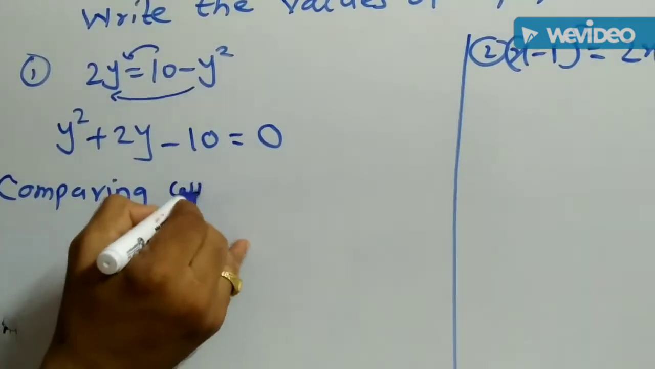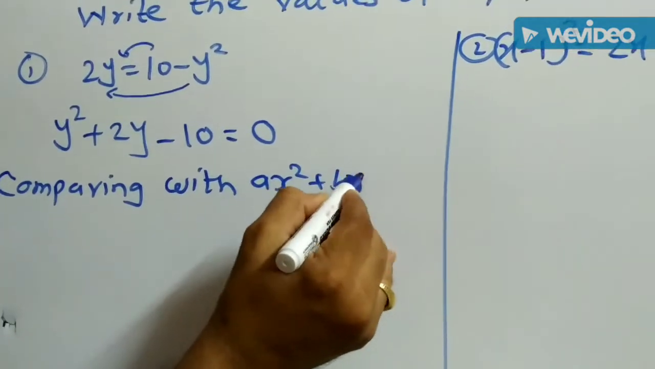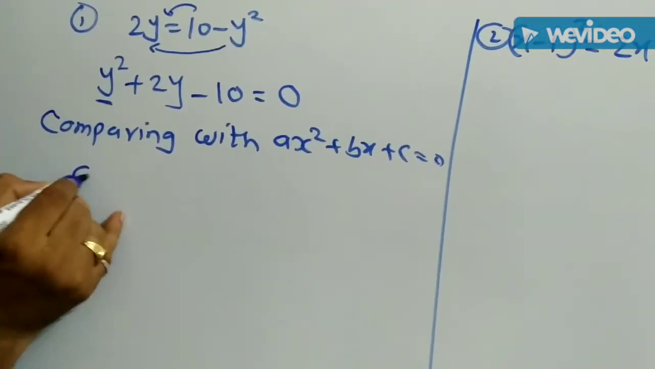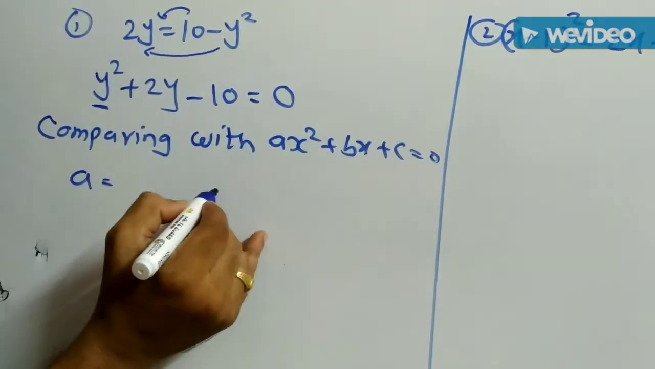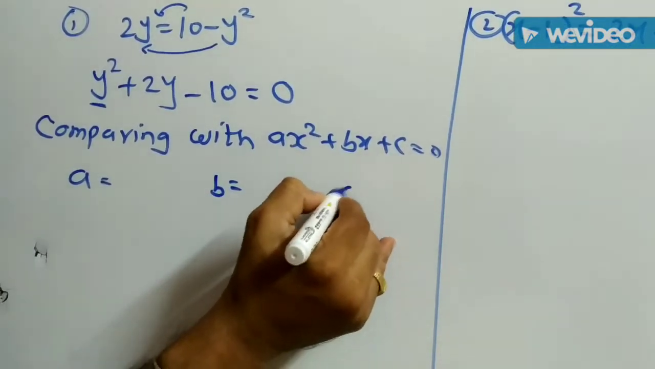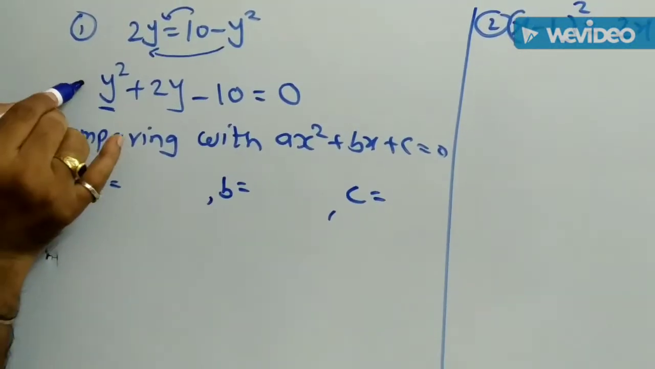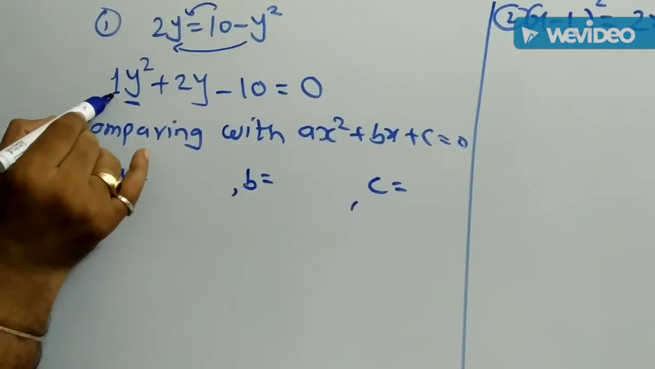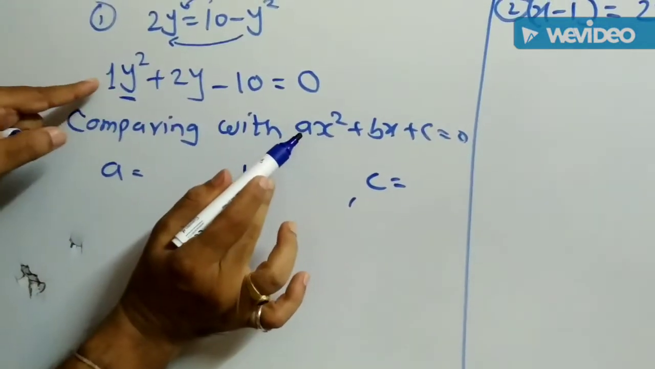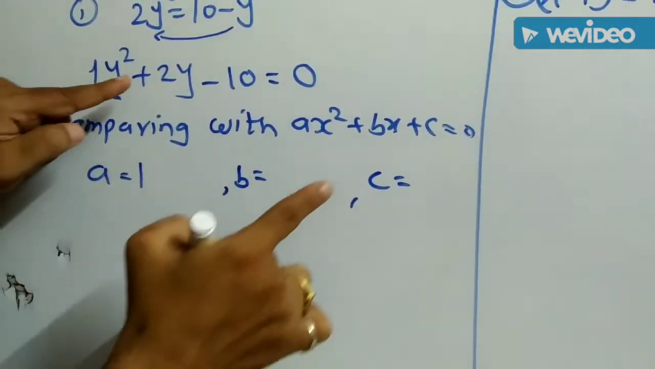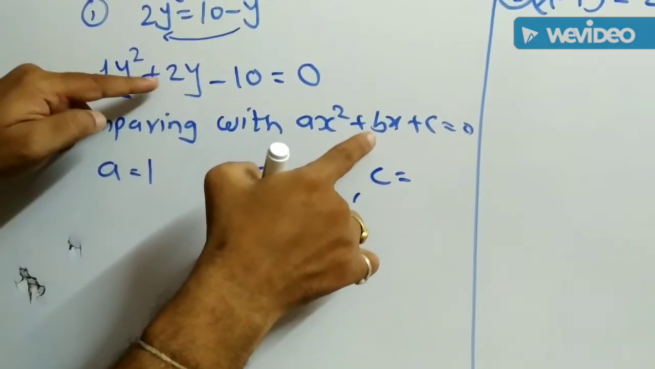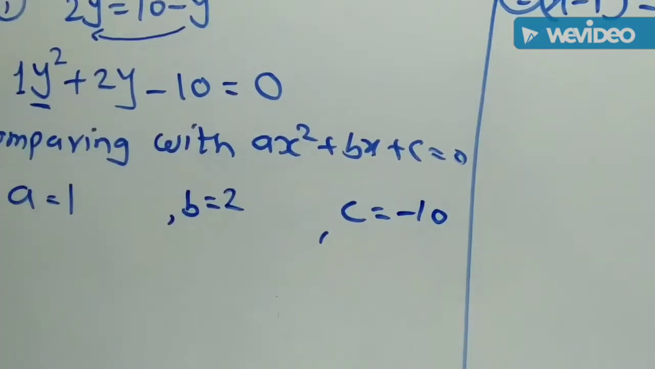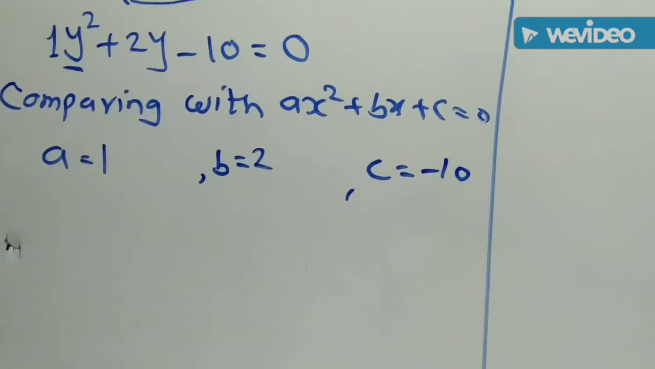Now write the values of a, b, c. For that, comparing with ax square plus bx plus c is equal to 0, the coefficient of square term is a, coefficient of x term is b, and constant term is c. Now here coefficient of y square term is not given, that means we consider it as 1, and therefore on comparing square term, value of a is 1. Then comparing with the variable, we get b is equal to 2 and constant term as minus 10, and those are the values of a, b and c.